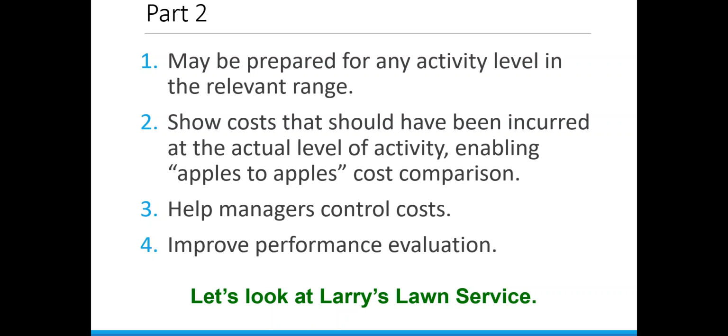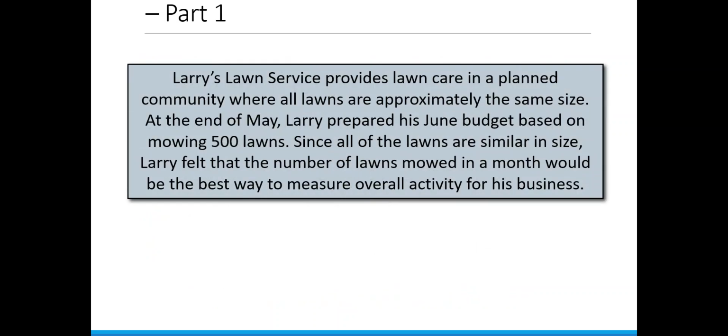When we use a flexible budget, it will help us to be prepared for any activity level in the relevant range. In other words, a flexible budget will allow us to adjust the planning budget based on whatever activity level we have. Through the flexible budget, we will show costs that should have been incurred at the actual level of activity, and really compare on an apples to apples basis. It'll be a fair comparison. It won't be distorted.